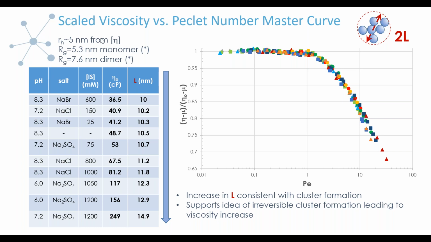But just for reference, I wanted to point out some things that are known about the gamma globulin molecules. When we extract, say, a hydrodynamic radius from our intrinsic viscosity measurements, we get something close to 5 nanometers. And from this particular reference, where they've extracted radius of gyration from small angle X-ray scattering data, they saw dimensions for a monomer of slightly more than 5, and a dimer was about 7.6. So just to give you a relative view of what we might be looking at here with these cluster sizes.